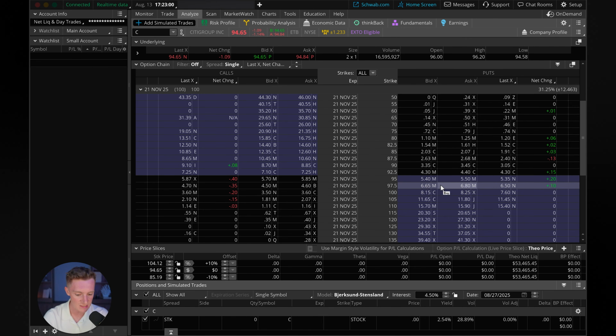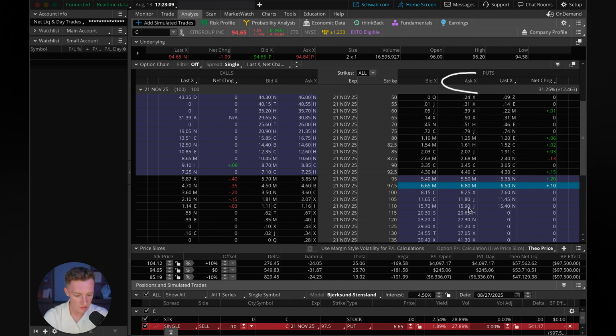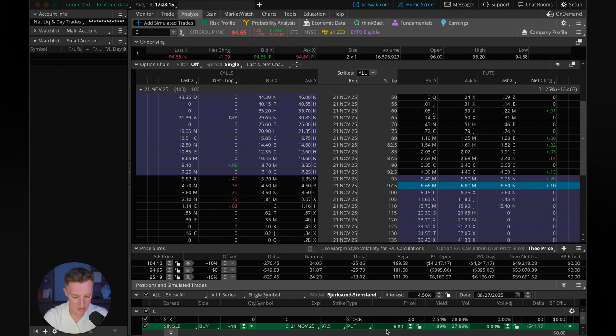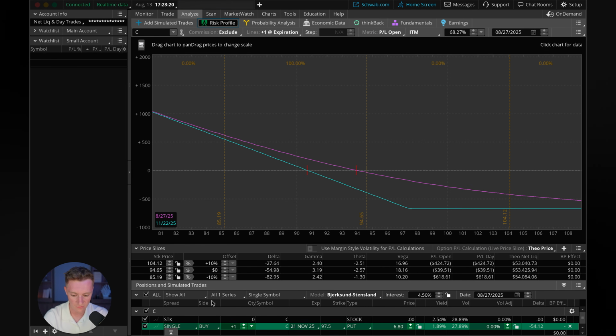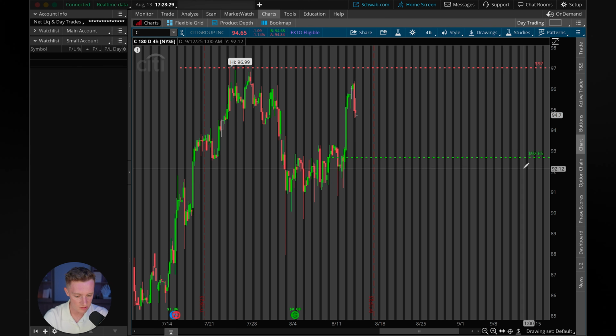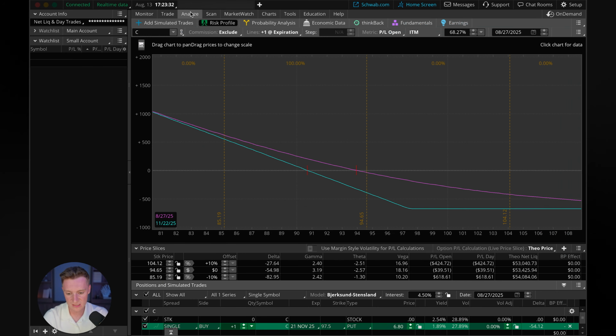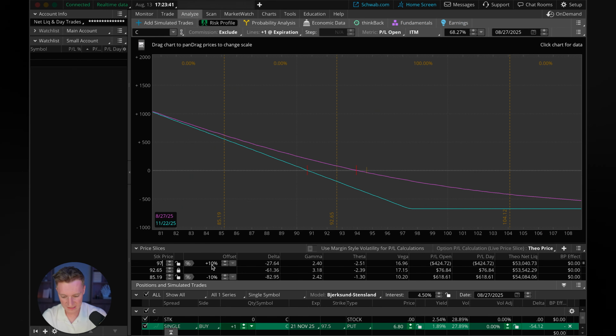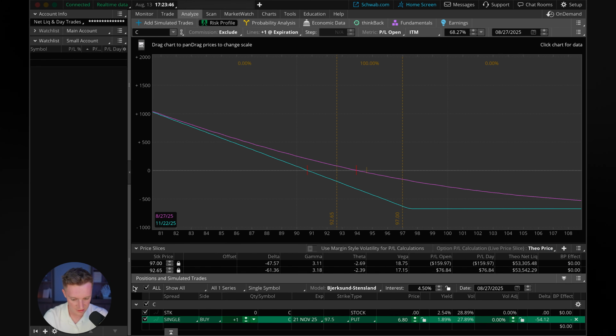Let's say the 97.50s. And under the ask side, we'll click on the 97.50s. We'll buy, let's say we buy one of those contracts at 6.80. Okay, one contract at 6.80, back to the risk profile. We will then, under the stock price, STK price, enter our take profit and stop loss. So we've got our TP at 92.65. We've got our stop loss at 97. We can remove this third price slice. You can add more if you want, but I only need a take profit and stop loss.